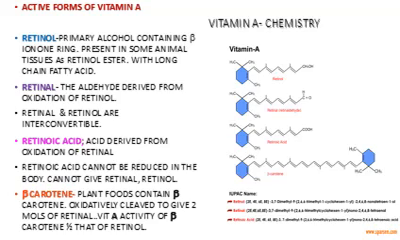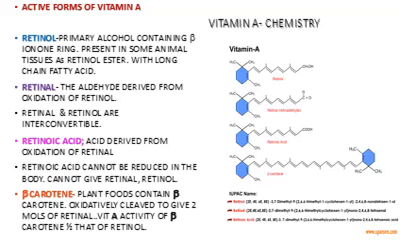Now the second active form is retinal. Retinal is the aldehyde form. So you see the terminal group is a CHO group. So it is derived by the oxidation of retinol. Now these two forms are interconvertible. So retinal can be reduced to form retinol, or retinol can be oxidized to form retinal.